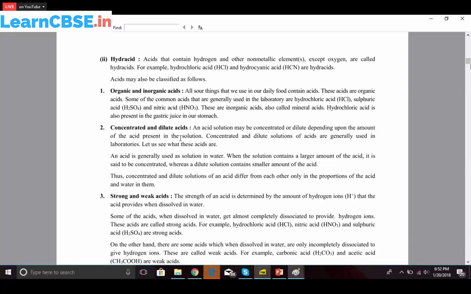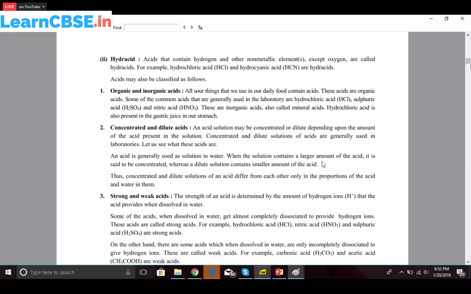In laboratories, we prepare acids to find out the concentration of bases or other compounds. The acid solution may be concentrated or dilute depending upon the amount of acid present in the solution. Generally we use these in laboratories. All acids are generally soluble in water because they form positive and negative charges, so they are polar. Polar molecules can dissolve in polar water molecules.